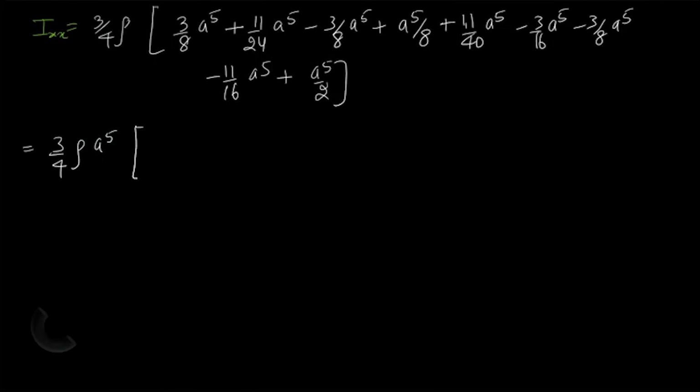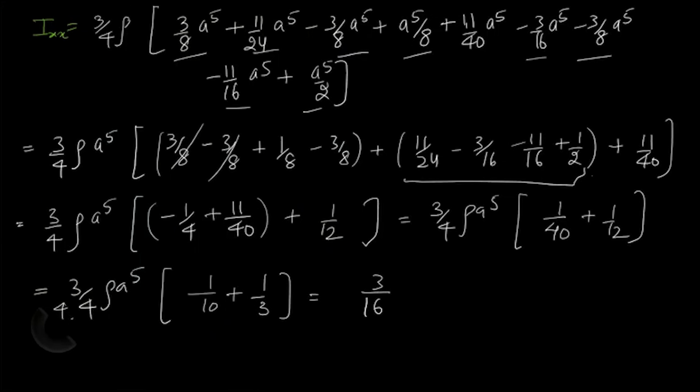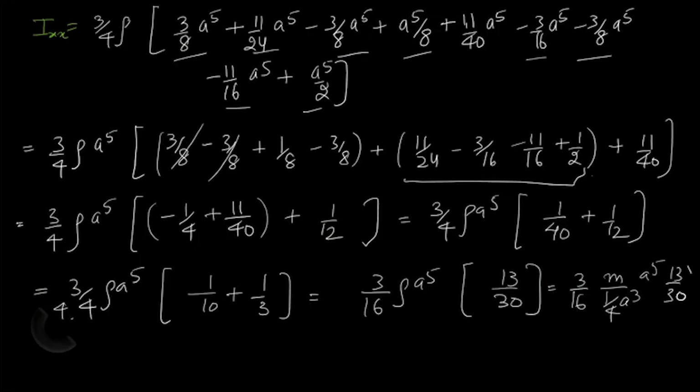So now let's take the a to the power 5 terms. We have taken all the terms. So let's solve it. So this gives us 3 over 16 rho a5, and this is 13 over 30. So now let's put the expression for density. This is mass. The volume is 1 over 4 a cube, and then a5 times 13 over 30. So let's cancel a cube with a5. We are left with a square, and this 4 with 16. So we are left with 13 over 40 m a square.